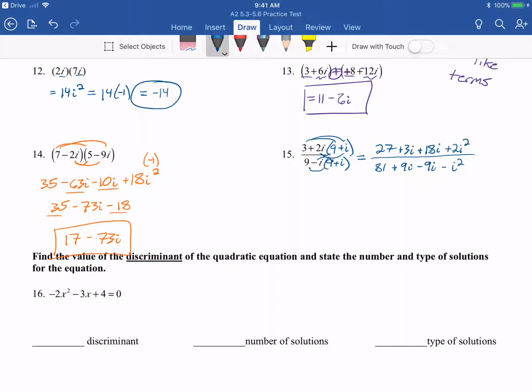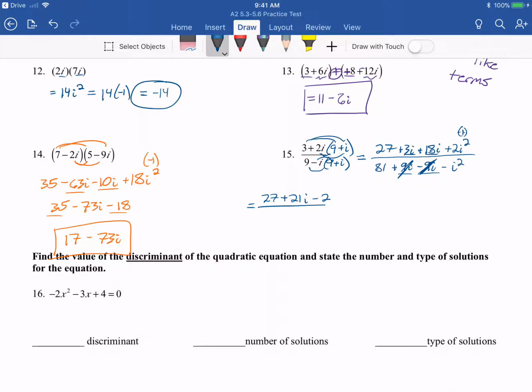So notice here that, hey, I have this negative 9i and this positive 9i on the bottom. So that's the reason why we multiplied by that conjugate, because these guys cross each other out. So now if I simplify on the top here, I'm going to have 27. 3i and 18i combine to positive 21i. And then this is going to be minus 2 because i squared is going to be negative 1.